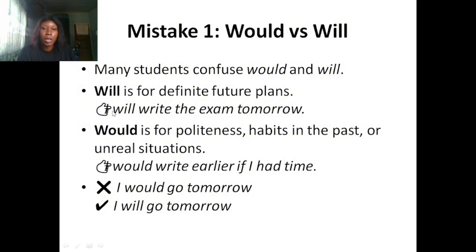For example, I will write the exam tomorrow. It is very defined that the exam is going to be written in the future, tomorrow. I will go to the market next week. You use will for definite future plans. Would is used for politeness.